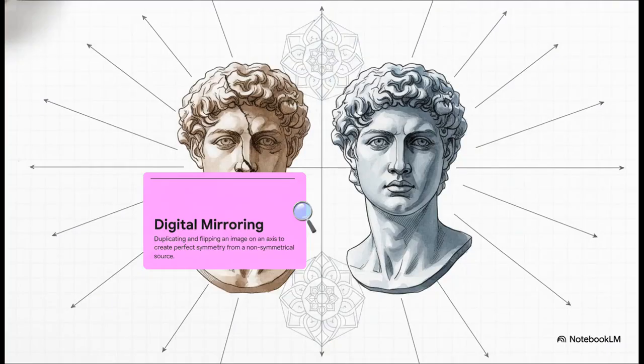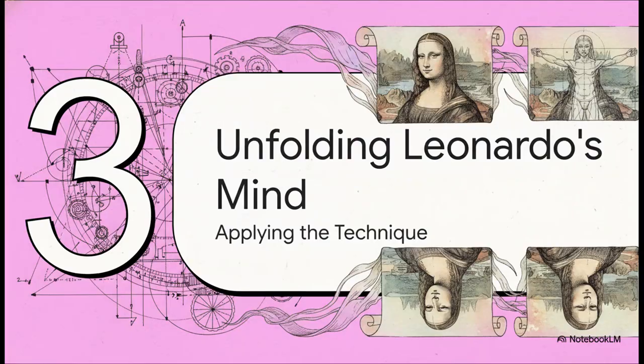So yeah, that's the key right there, this technique called digital mirroring. You're just taking an image, you're duplicating it, and you're flipping it to create a symmetrical composition from something that wasn't symmetrical to begin with. It's an incredibly simple process, but the results, they are profoundly complex. Now let's see what happens when we apply this exact technique to the work of a true genius. It's time to unfold Leonardo's mind.